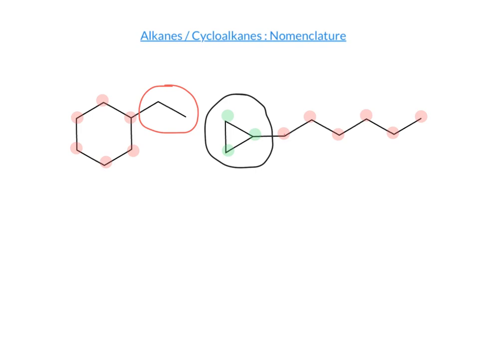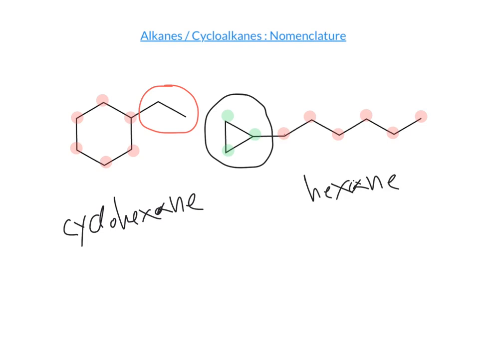In the left case, we're going to have 6 carbons in a cyclic structure, so this is going to be a cyclohexane, and this is the name of the parent chain, while on the right the name of the parent chain will be hexane. So it's very important to learn and know how to name the parent chain, and in the next tutorial we're going to learn how to name the substituents.